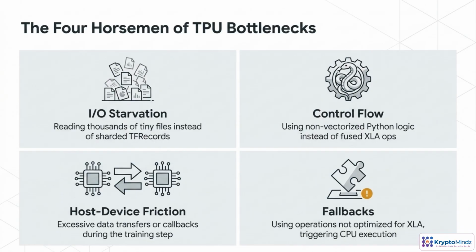When TPUs feel slow, it's usually because of one of four issues. First, I/O starvation. The TPU waits while you drip data from thousands of tiny files. Fix this with sharded TFRecords and prefetching. Second, control flow written as plain Python loops or if statements. Move that logic into vectorized, XLA-friendly ops. Third, host device friction. Too many transfers or callbacks each step. Keep data and computation on the TPU. Finally, XLA fallbacks to CPU from unsupported ops, which you avoid by rewriting or replacing those layers.